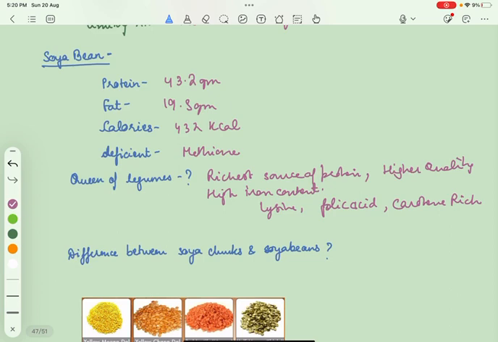What are soya chunks? How do they differ from soya beans? Soya chunks are made from soya flour after the oil has been extracted. So it is defatted flour. Soya chunks are made from soya bean flour after oil is extracted.